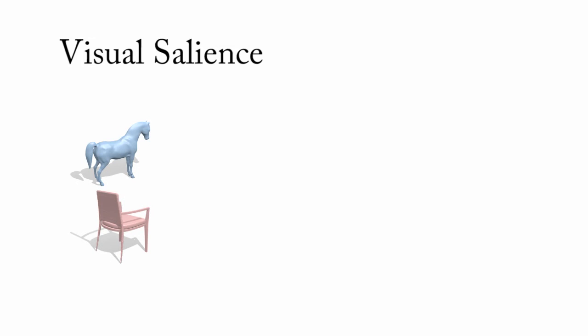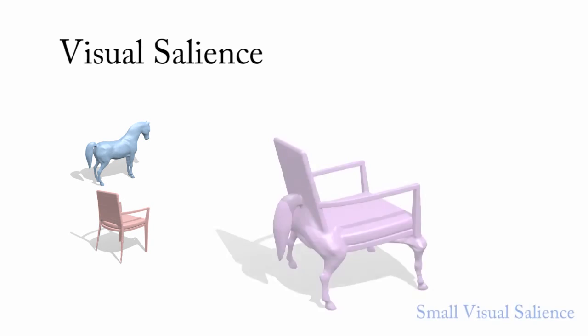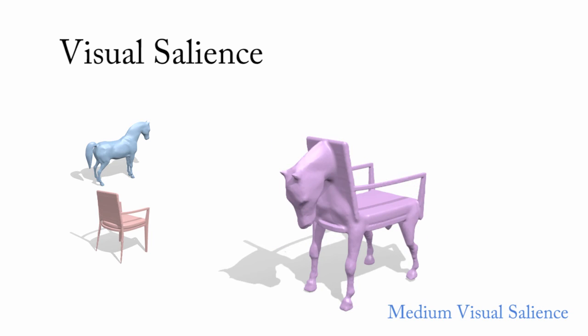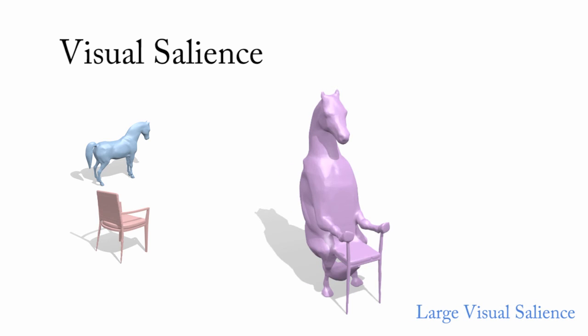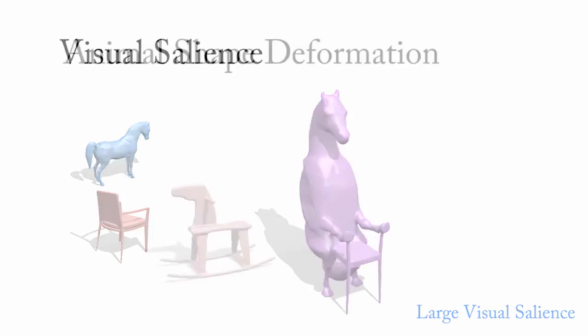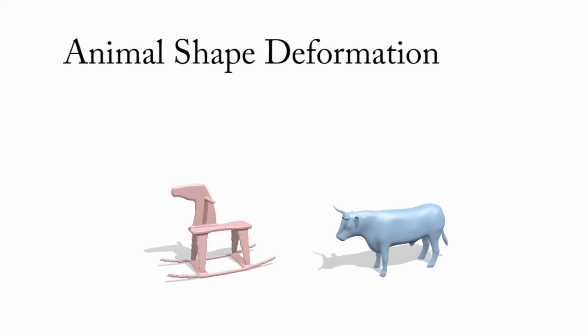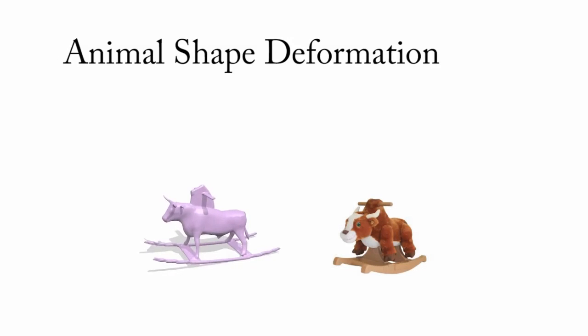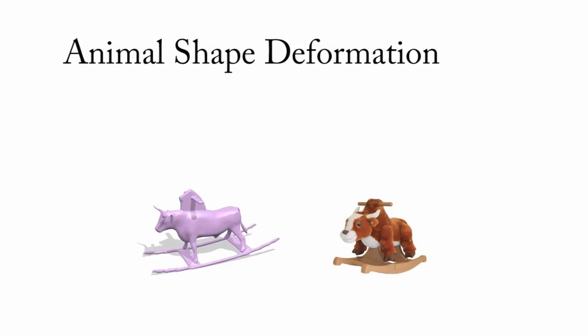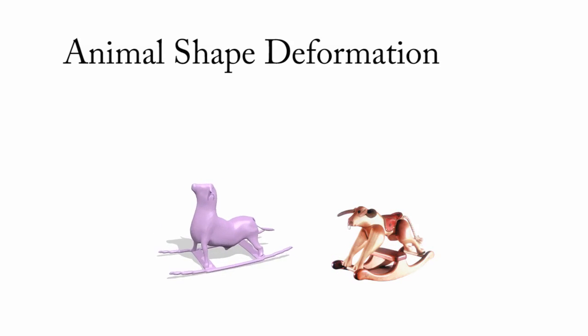We also allow the user to adjust the weighting of terms in the configuration energy. This example shows the creation of a horse chair. By controlling the weight associated with the visual saliency, our approach can create different horse chairs showing different portions of the horse. A rocking horse and a cow merge into a rocking cow. By allowing a larger deformation of the animal shape, our approach creates another rocking cow that is similar to this real-world design shown.